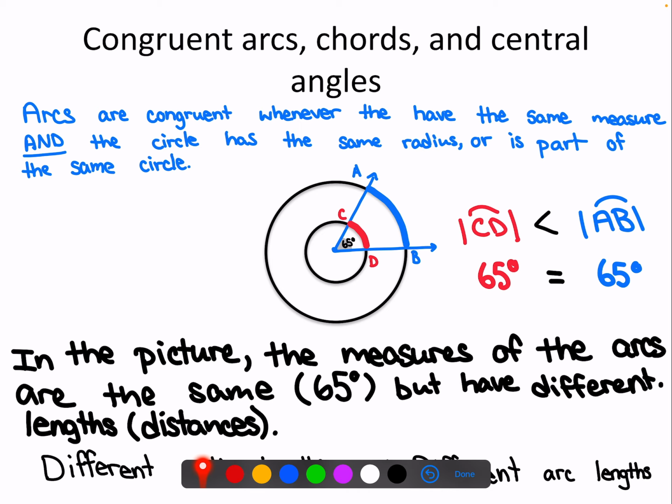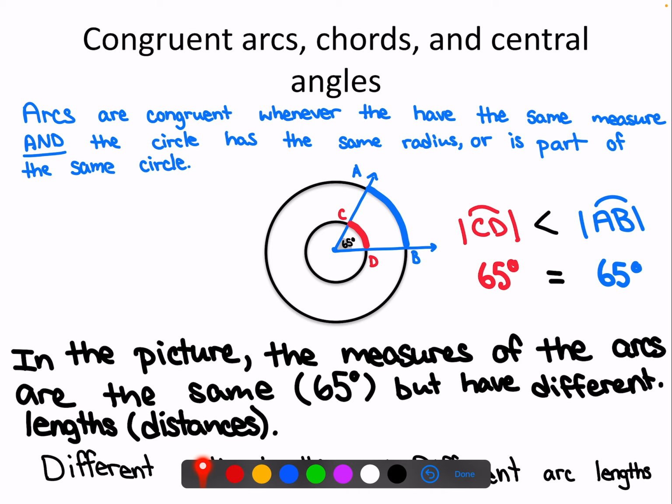For these 2 arcs to be equal to each other, they would have had to have been on the same circle, or they would have had to have the same radius. So the radii would have had to have been the same as well. So those are the only two options. So again, even if they have the same angle measure, that does not necessarily mean that they have the same distance in terms of arc length.